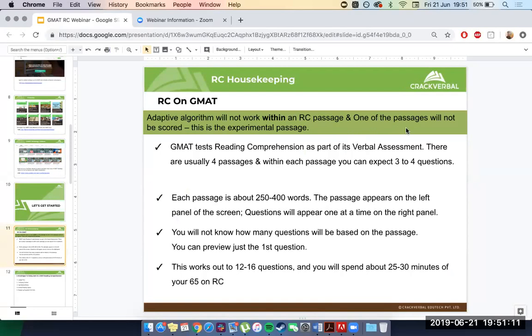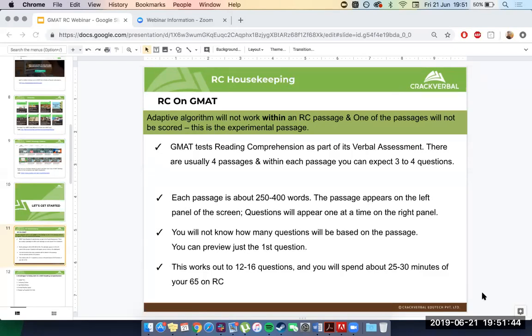All right, so a couple of housekeeping facts, right? The reading comprehension is just one of the three parts of the verbal section as a whole. Within the reading comprehension, you will get 4 passages, sometimes 3, but almost always 4. And in each passage, you can expect 3 to 4 questions, right? Beyond that, we don't have any detailed understanding of what you're going to be asked. Each passage is about 250 to 400 words.